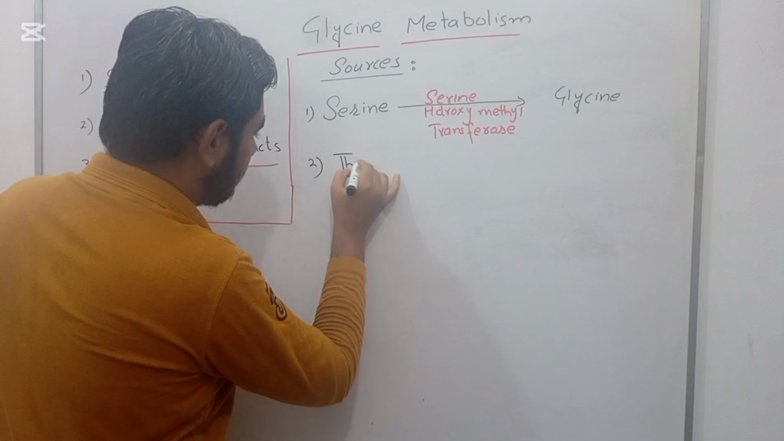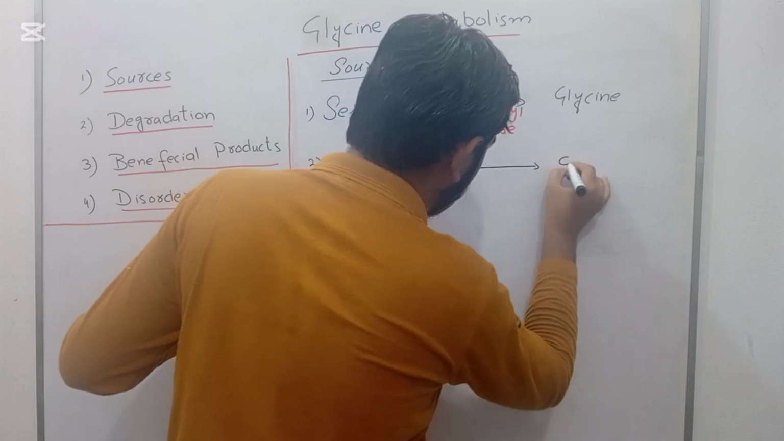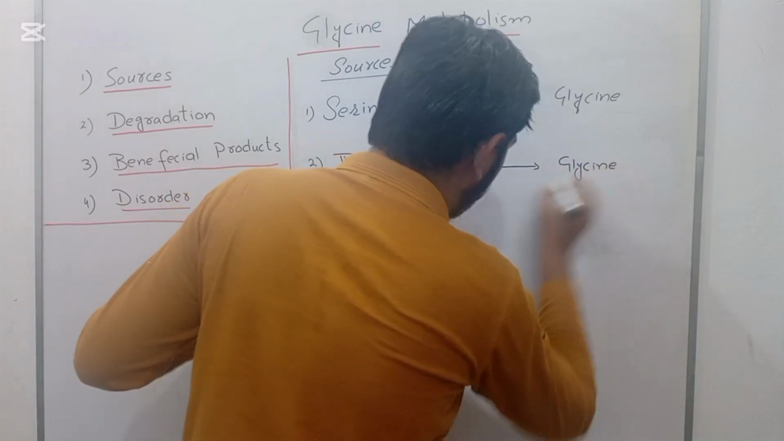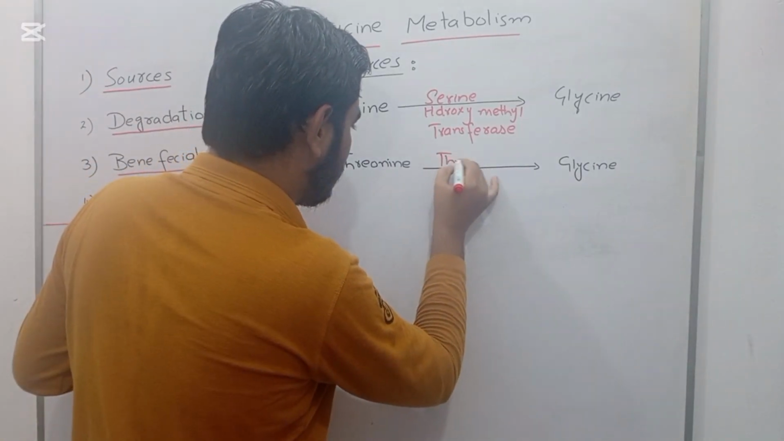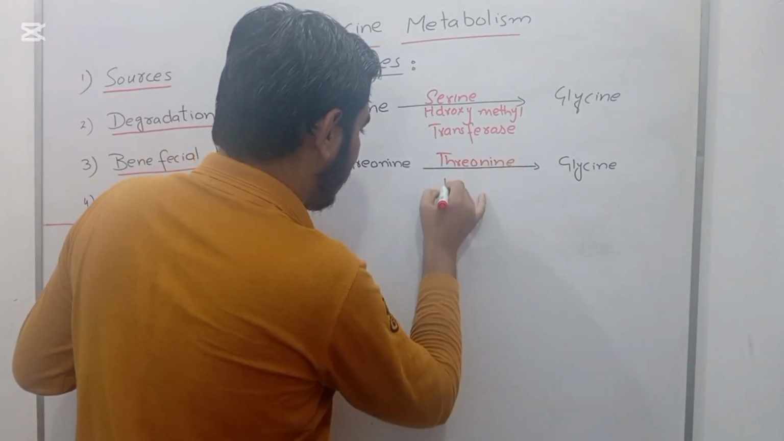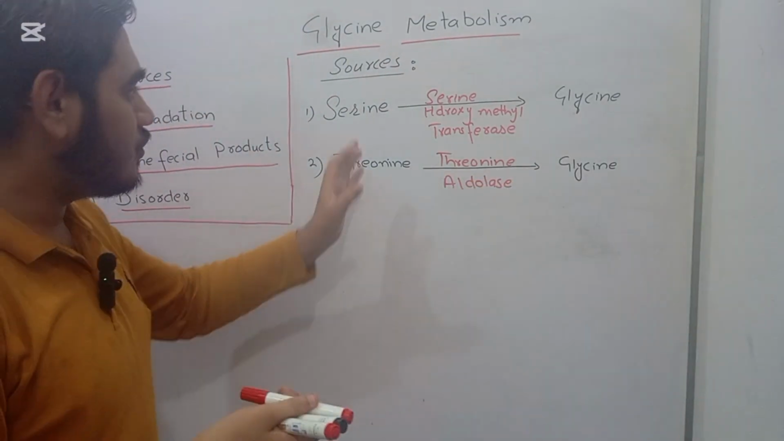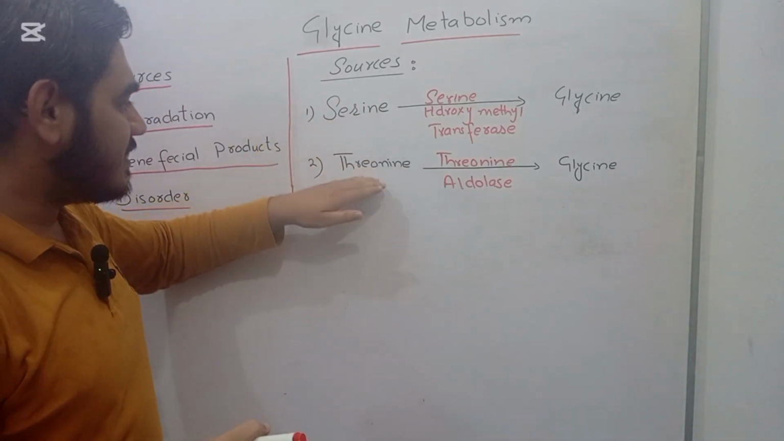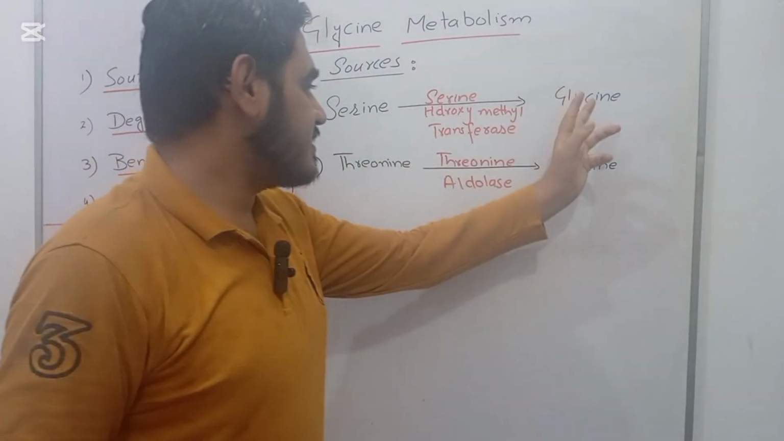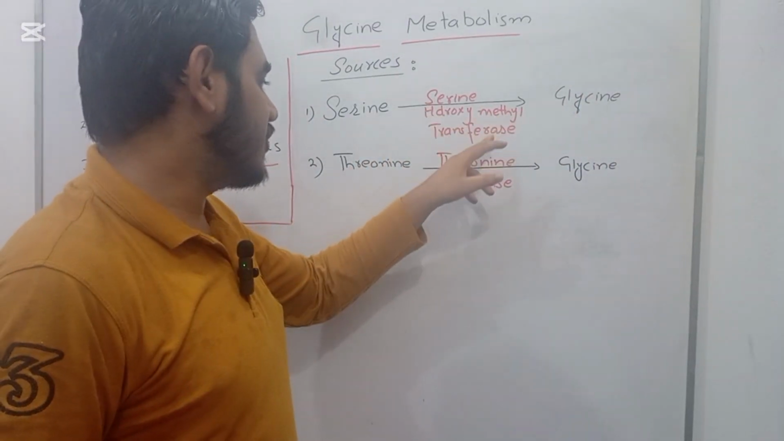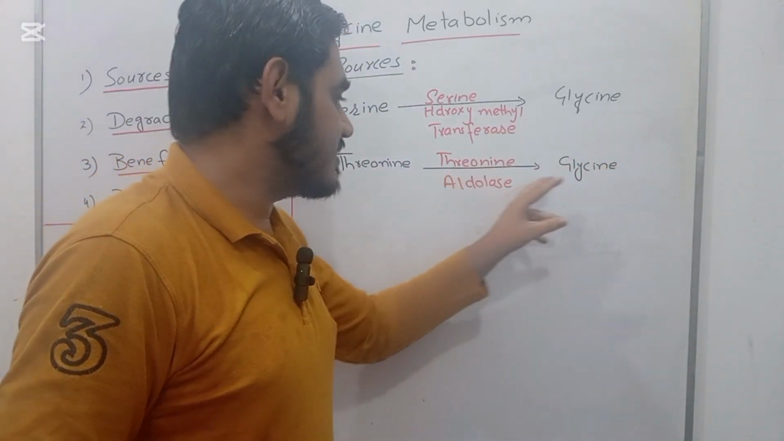threonine. This threonine also forms glycine by the action of an enzyme, and that is threonine aldolase enzyme. Okay. So these are sources of glycine, and you must remember that serine and threonine both are hydroxyl group containing amino acids. Serine forms glycine by the action of serine hydroxymethyltransferase enzyme, and threonine forms glycine by the action of threonine aldolase enzyme.